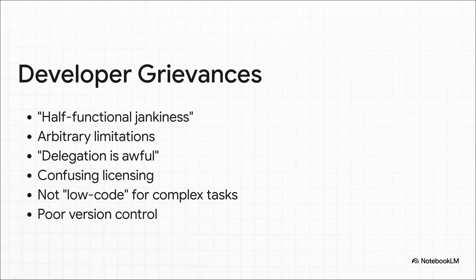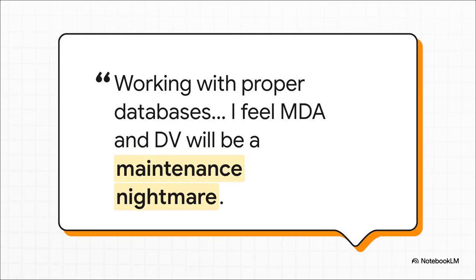They use phrases like half-functional jankiness, where features just don't quite work right. They complain about awful delegation, which is a super critical function for how an app handles large amounts of data. If it fails, the app gets super slow or just breaks. And they argue that for anything truly complex, it stops being low code and just turns into a huge mess of ugly workarounds.